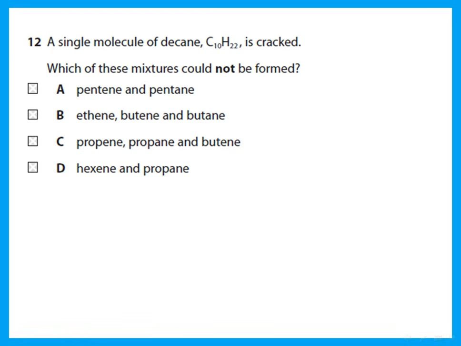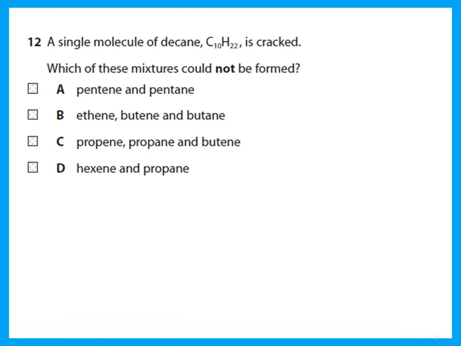A single molecule of decane is cracked. Which of these mixtures could not be formed? Remember, cracking means I'm starting with the decane C10H22 and I'm breaking it up into two or more molecules. So he's saying which of these could not be formed. You should know that the total number of carbons and hydrogens in the products should be the same as the number of carbons and hydrogens in the decane.